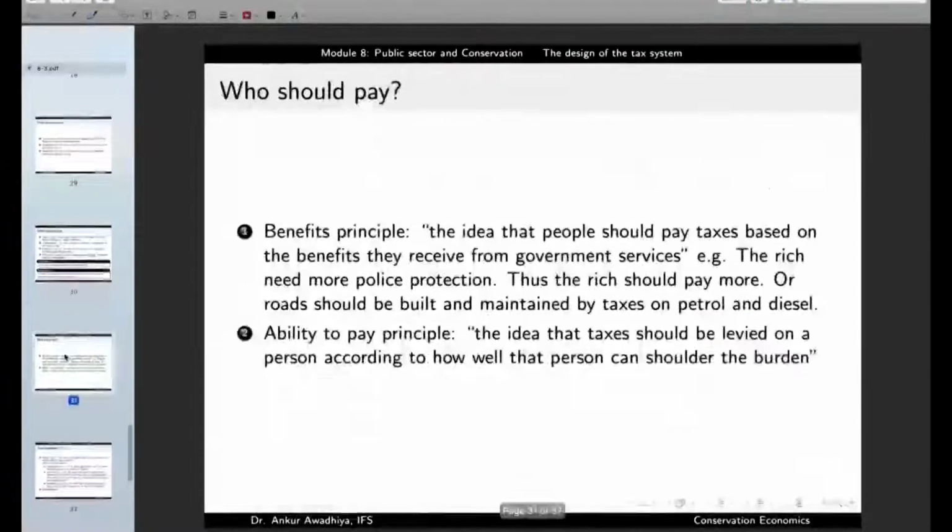Another consideration is regarding who should pay. And here we have got two principles. The first one is called the benefits principle. The idea that people should pay taxes based on the benefits they receive from government services. So what we are saying in the case of benefits principle is that the taxes that you pay is just a form of spending that you do for getting certain services.